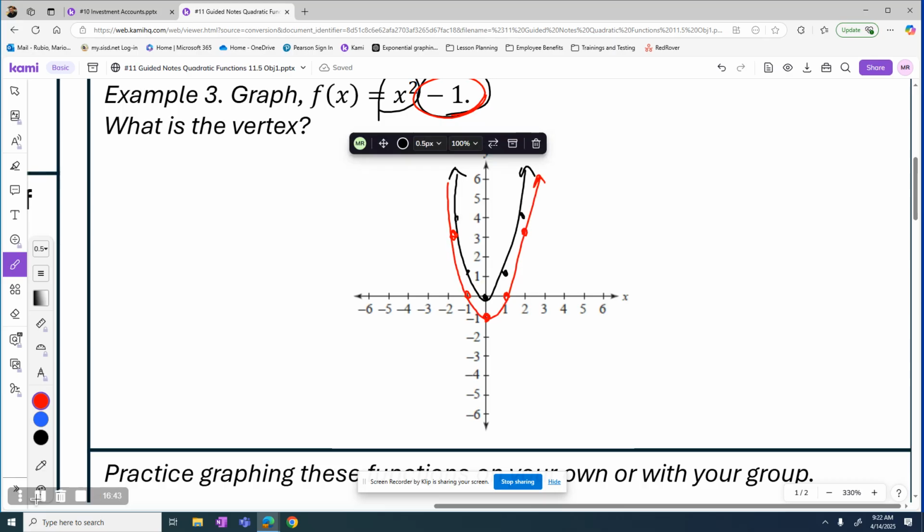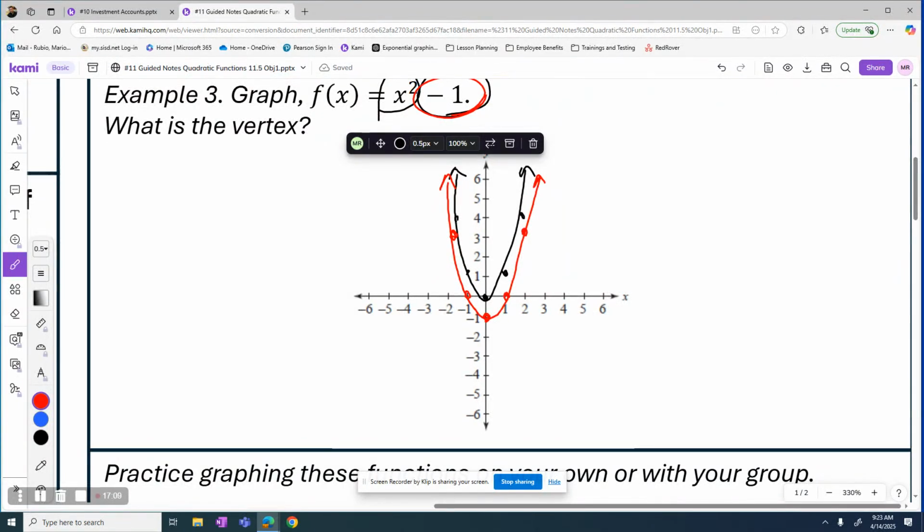Does that make sense? Okay. So in the black is your x squared. In the red is your x squared minus 1. We go from this (0, 0), and everything shifts down 1 unit. So now you can see there are a couple of ways to do it. You can write the table, substitute into the equation, and get your values for the coordinate points. Or now that you know the trick, all you know is that all these points are going to shift down 1.